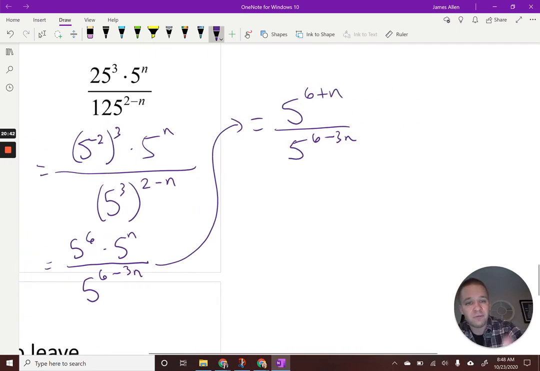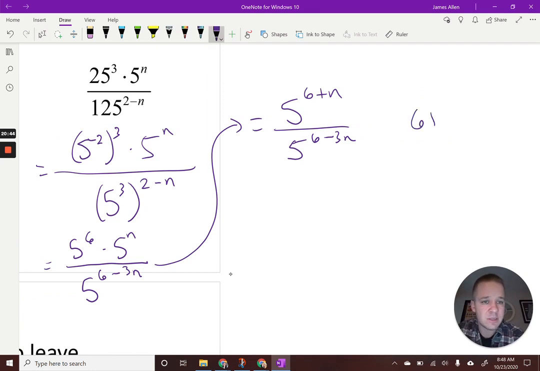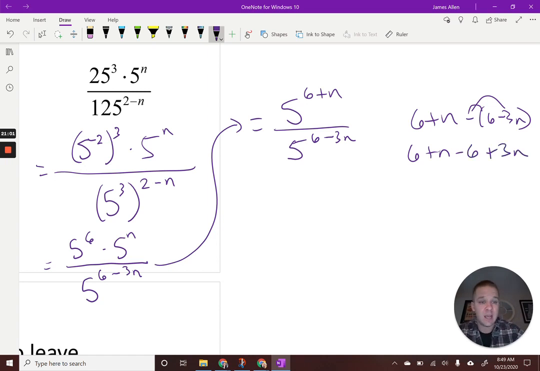And if you'd like, feel free, do a little side work. 6 plus n minus (6 minus 3n). Don't forget, it's a terrible 3n there. Don't forget to distribute that negative. So I'd have 6 plus n minus 6 plus 3n. Yeah. All right. So my 6's cancel, and then I'm going to have 4n. Bippity bop.